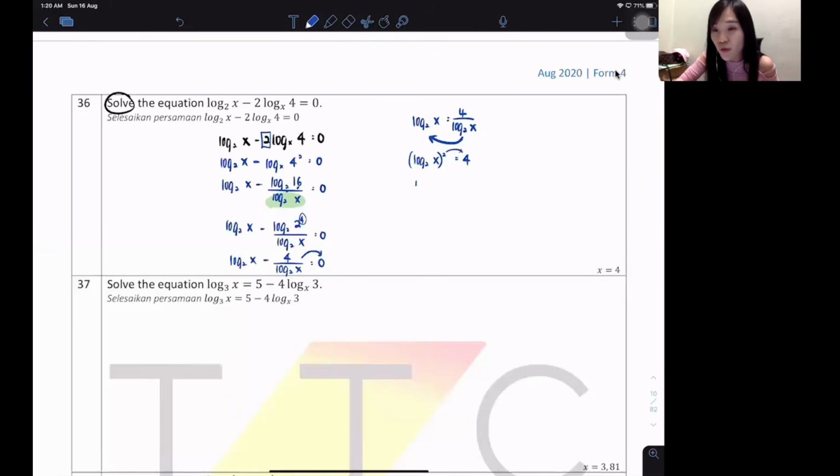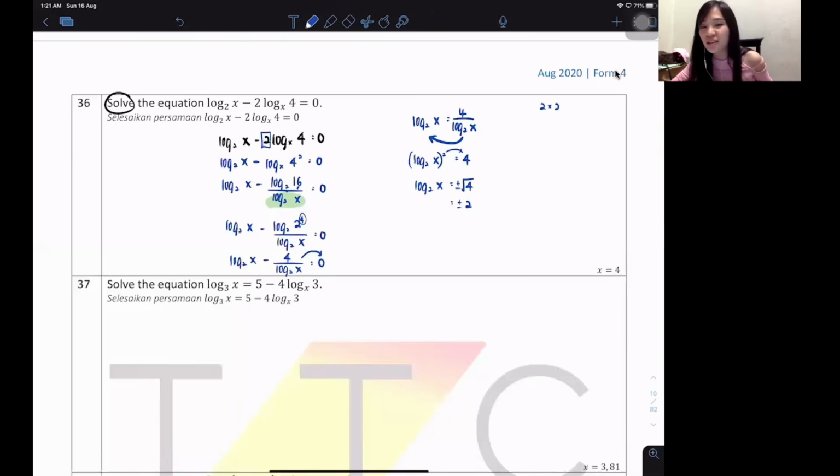Square can throw over to the other side one ma. Square move there easily becomes square root. I hope you guys know that. From Form 4 chapter 1, you guys already learned. Square root in front must write plus minus. Because 2 times, okay, plus minus, square root 4, isn't it? You guys will get plus minus 2.